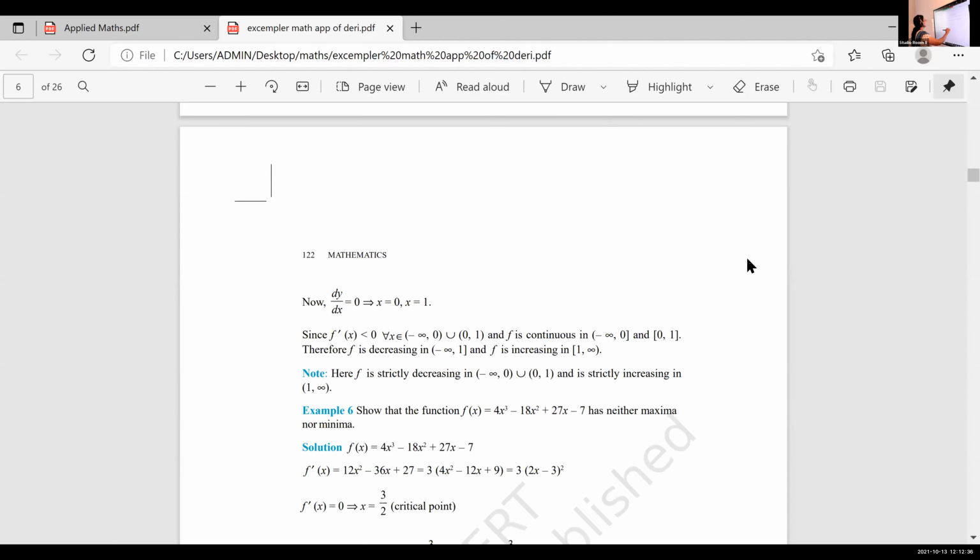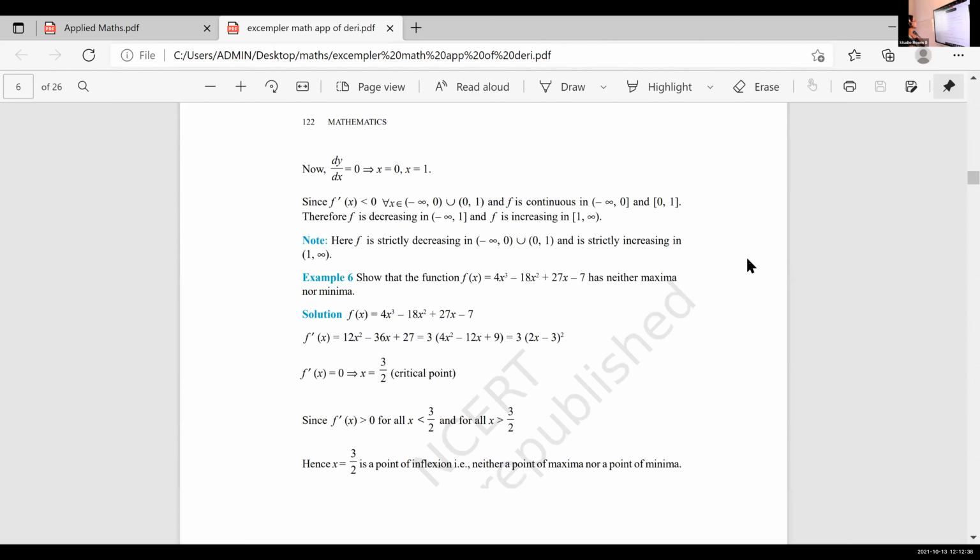So look at here, you can write like this. It is decreasing in the interval minus infinity to closed 1, and f is increasing in the interval 1 to infinity. So look at here, minus infinity to 0, union 0 to 1. Usually we write like this, isn't it? It is negative in two cases, minus infinity to 0 and 0 to 1.